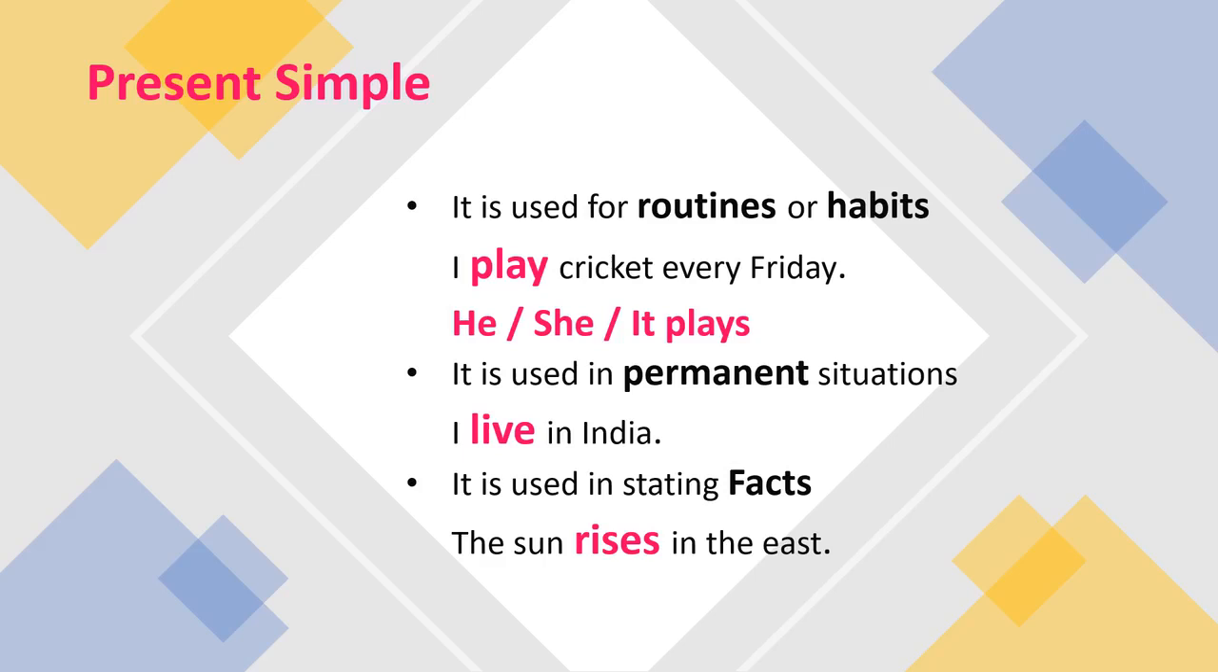Now we need to keep one thing in our mind, that is the difference when we use he, she or it. We need to add s to the verb. For example, instead of I play cricket every Friday, he plays cricket every Friday or she plays cricket every Friday. So we need to add s when we are using he, she, it in place of the subject.